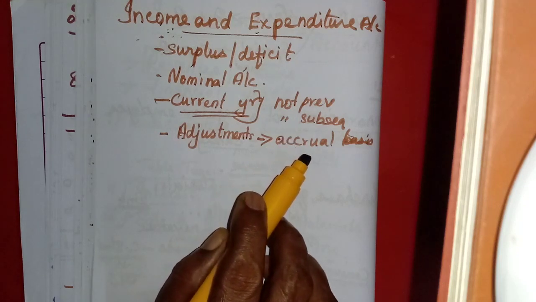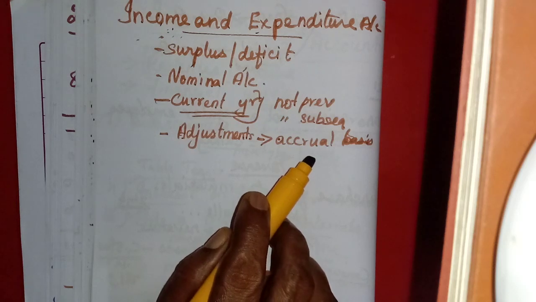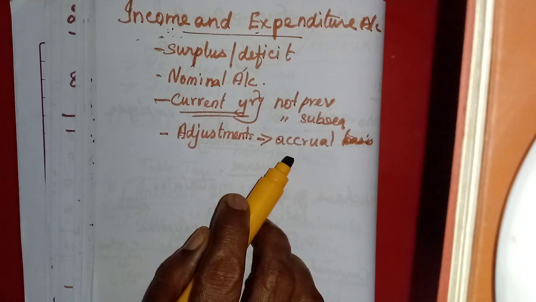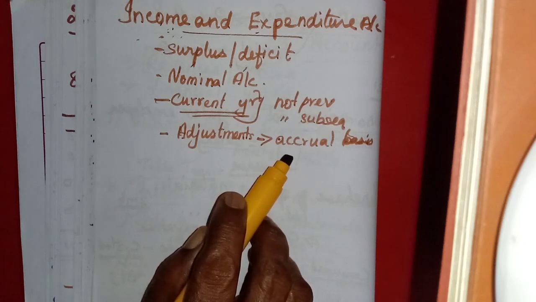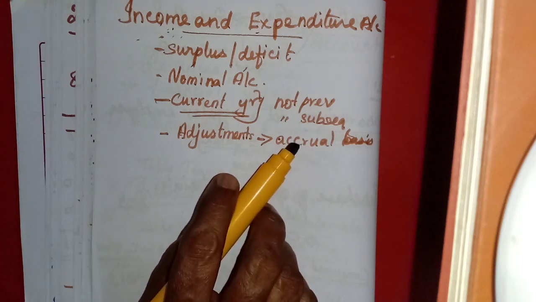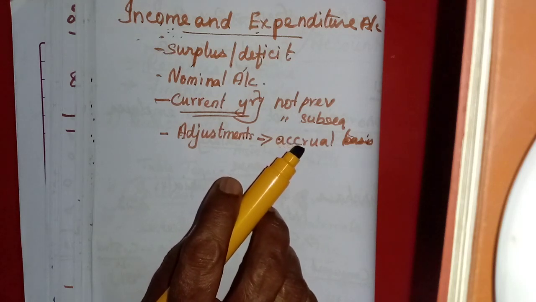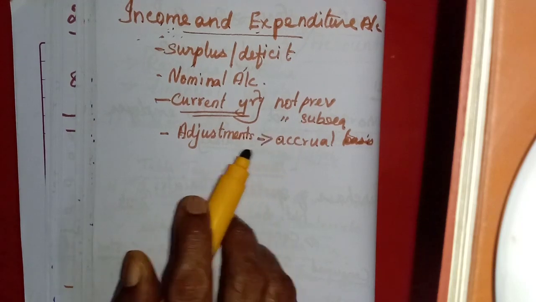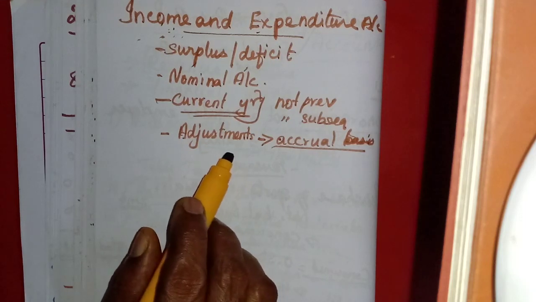We have to give the addition if it is yet to be paid. If we have already paid more, then we must deduct the excess. If next year's subscription is included in this year, we need to deduct that. Or if this year's subscription has not yet been received, that is outstanding, and we have to add it. Proper adjustment must be made based on this accrual basis.